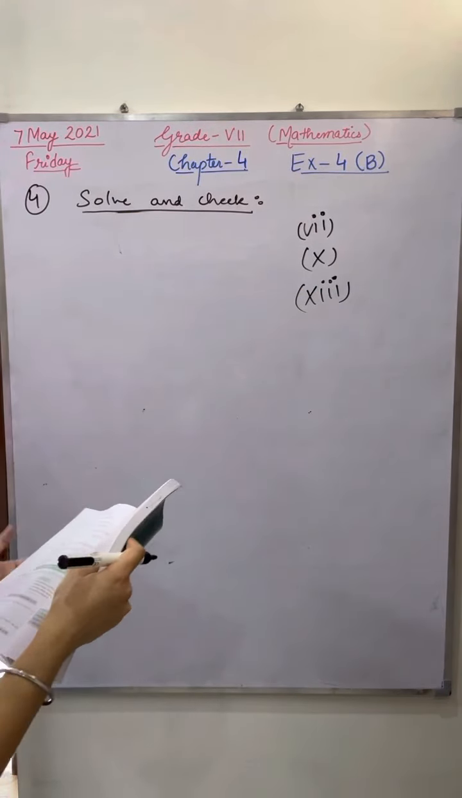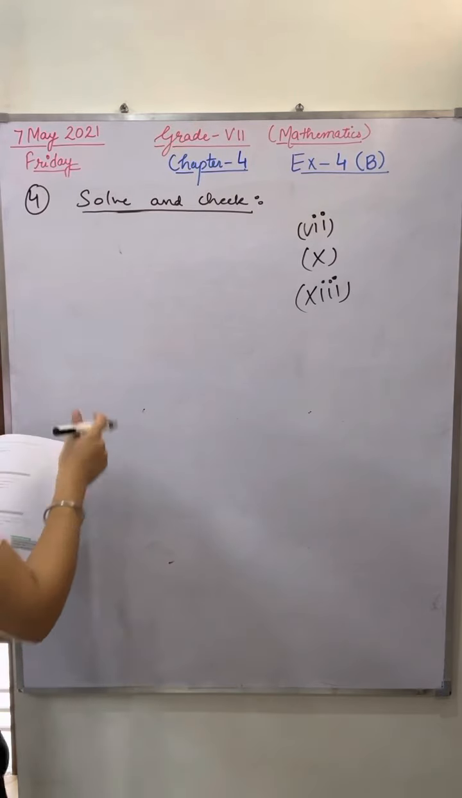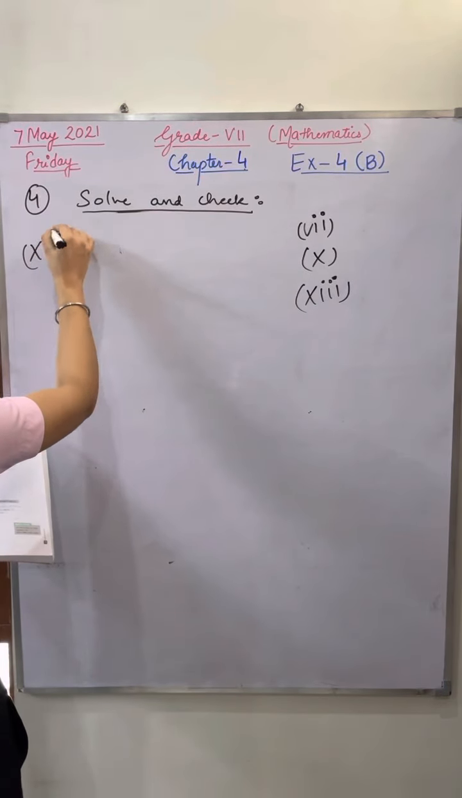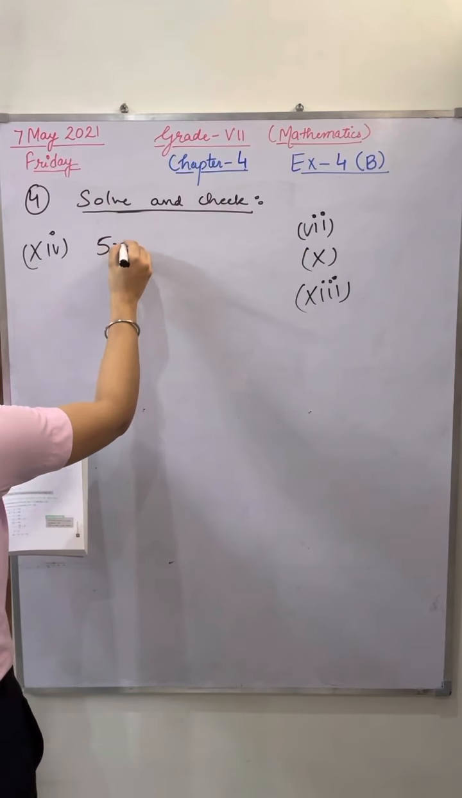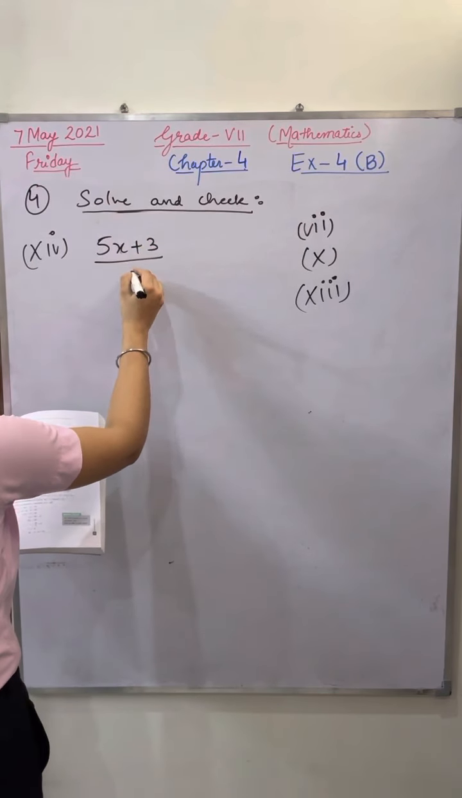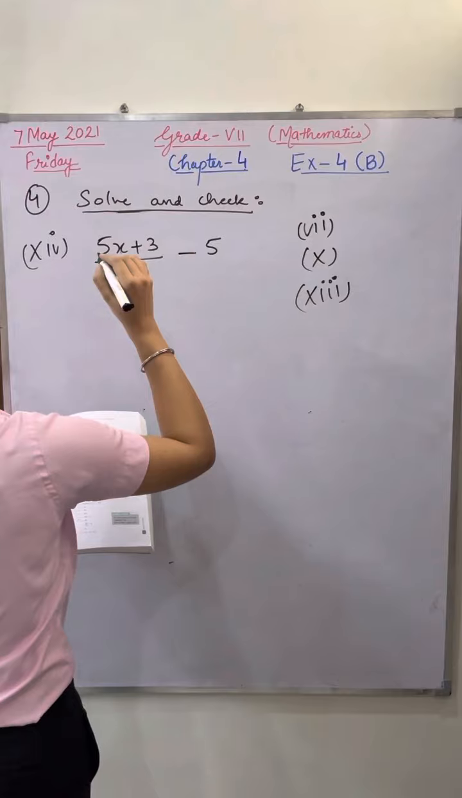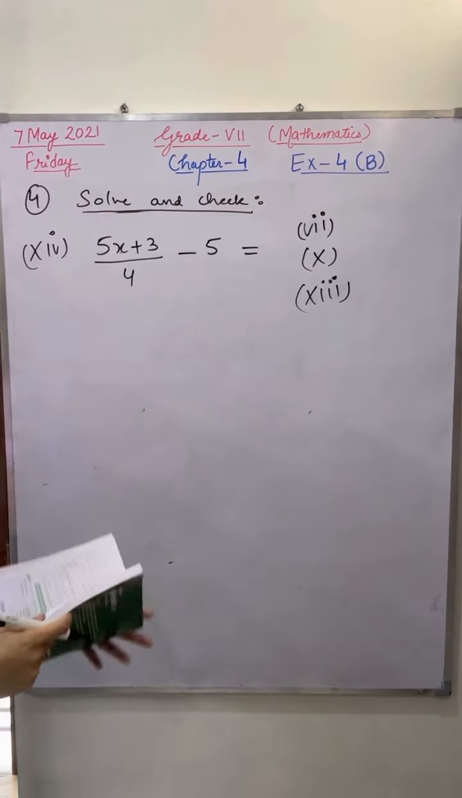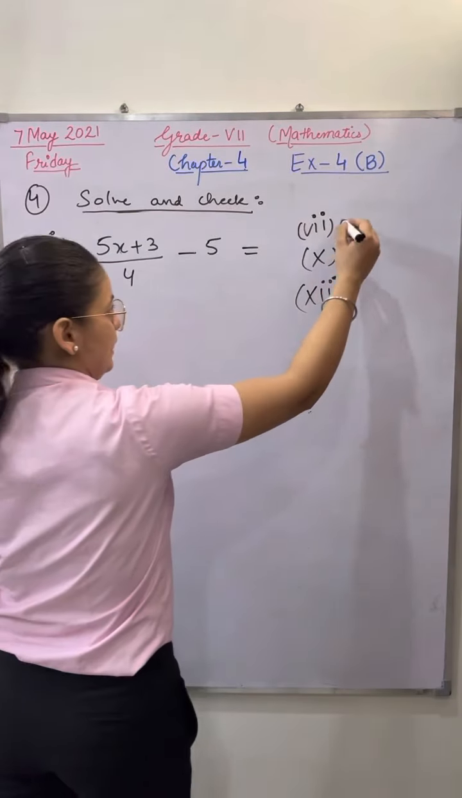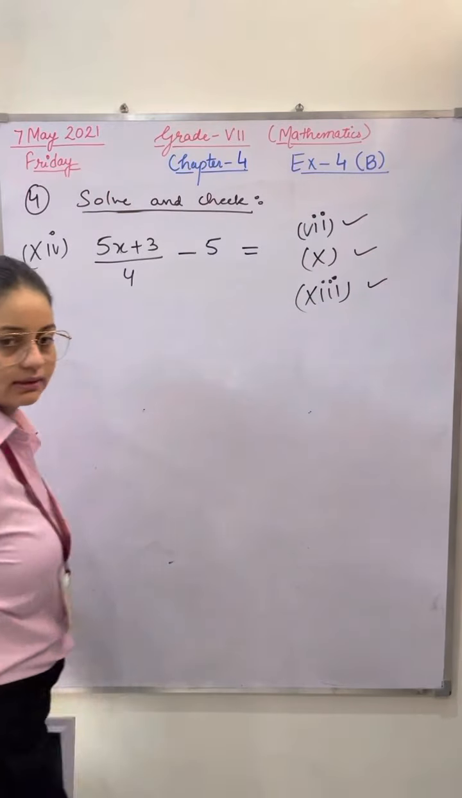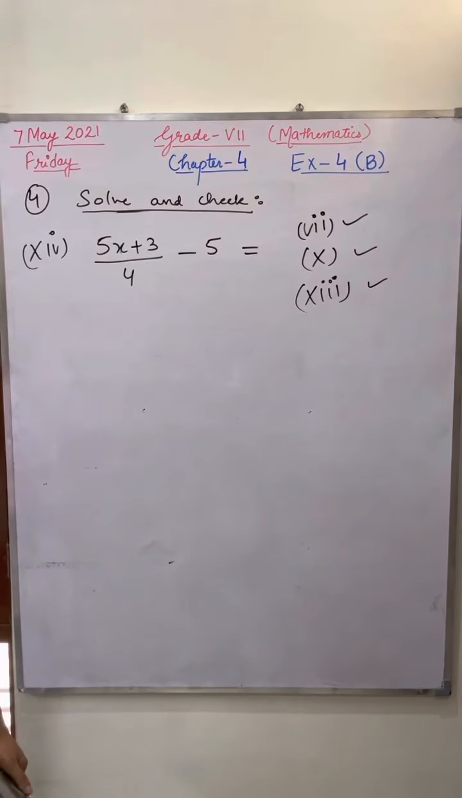Okay, I'm going to start here now with the last part, that is the 14th: 5x plus 3 divided by 4 minus 5 is equal to... Have you written these parts for the homework? 7th, 10th and 13th. Mark these parts. I'm not giving you 10 parts for homework. You know very well how many parts I give you: 2, 3, 4, that's it. So do your homework very seriously at home.